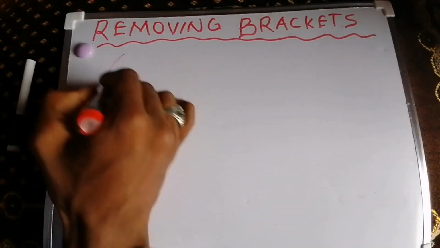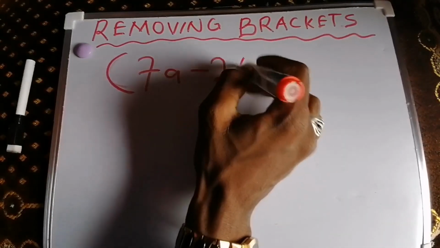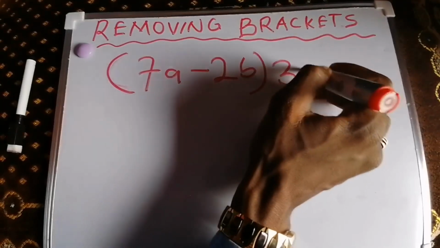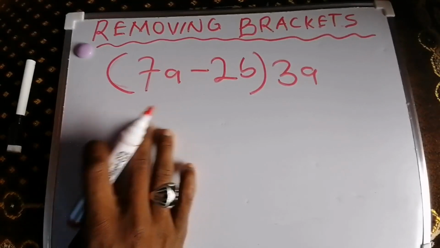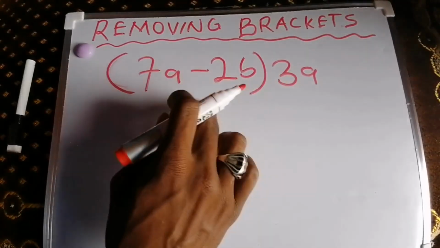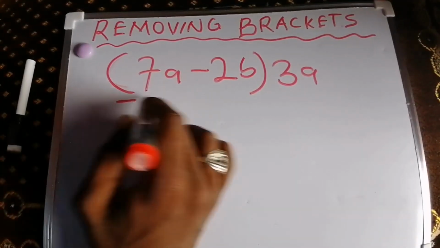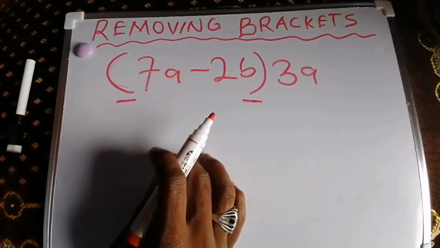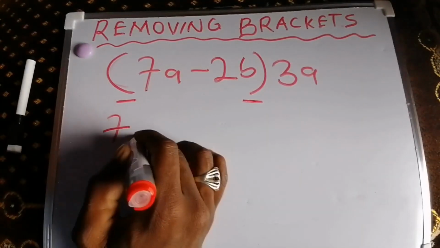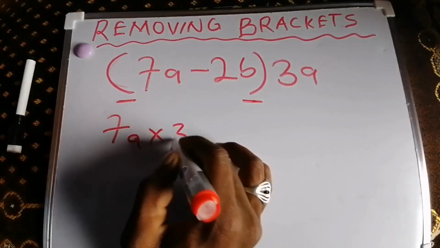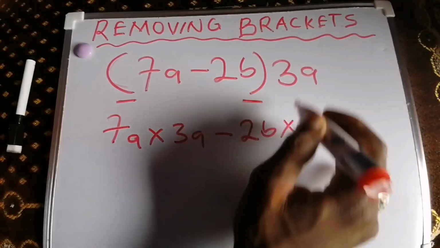So the next we have bracket 7a minus 2b close bracket 3a. So we can multiply into a bracket from the left hand side. So therefore we are going to remove these two brackets. So therefore we are going to say 7a times 3a, minus 2b times 3a.